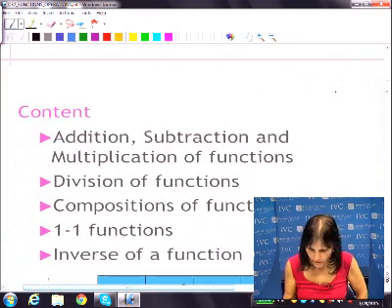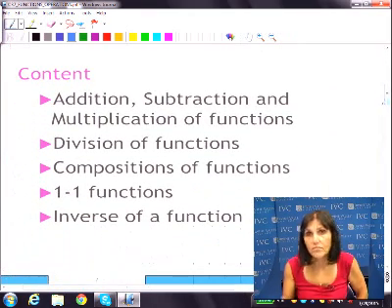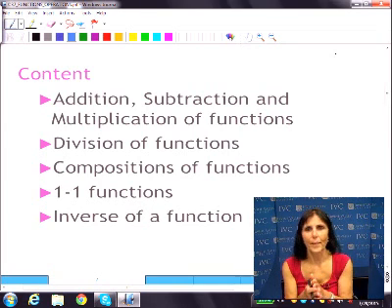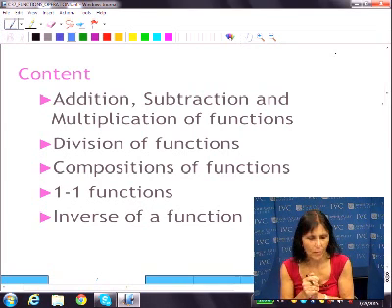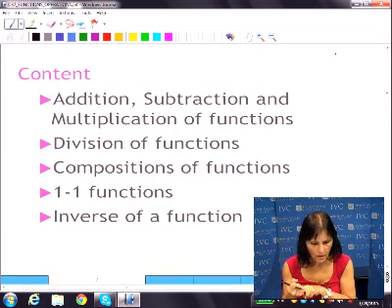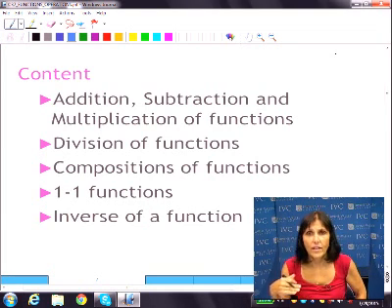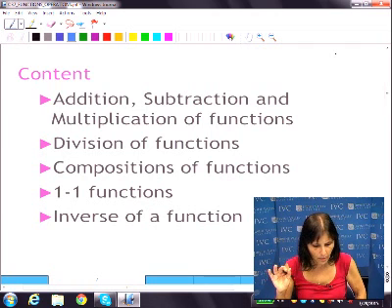I'm going to structure it this way. I'm going to take functions, add them, subtract them, multiply them, and their domain and range work kind of together for those three operations. And then we're going to divide two different functions. And that's the domain and range. They're going to modify a little bit. You'll see how that works.